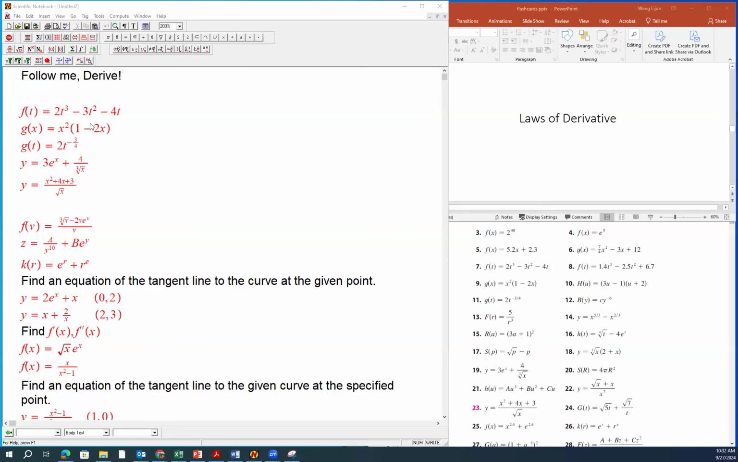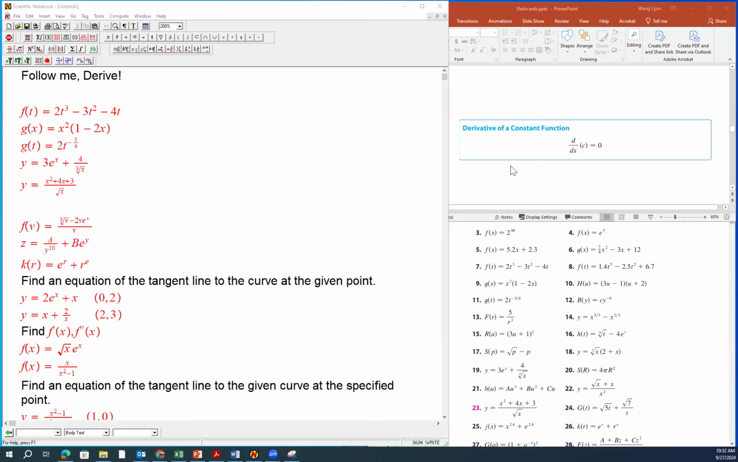Hello, everyone. Let's do some homework questions together. We have studied derivatives for the past week, from the definition to finding derivatives to applying the laws of limits of derivatives. Now it's time to study how to apply these rules and laws to our homework questions.